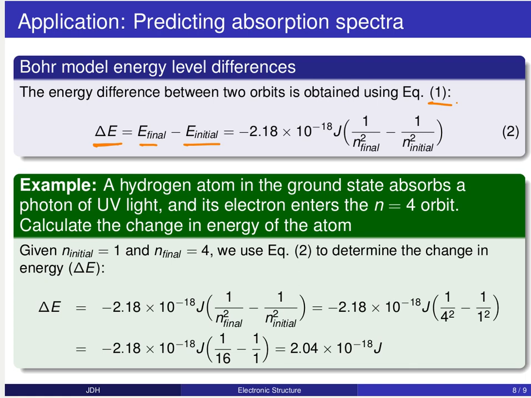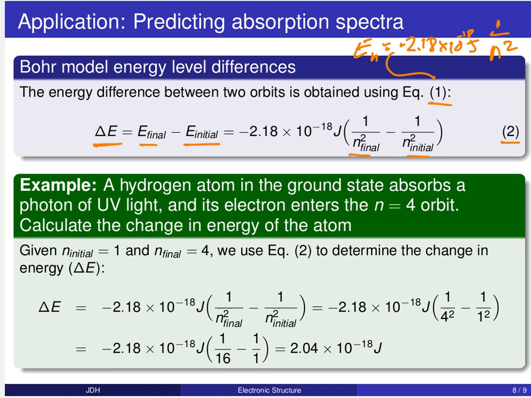which tells us that the energy of the nth state is minus 2.18 times 10 to the minus 18 joules, right? And we then multiply that by 1 over n squared. So if we have a final minus initial, we're just plugging in this equation twice, and we arrive at equation number 2.